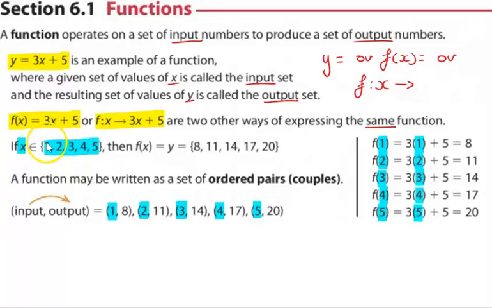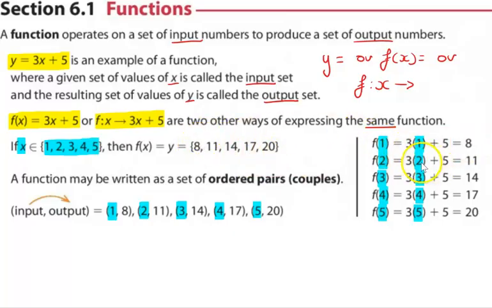If x is an element of 1, 2, 3, 4, 5, so if x is 1, 2, 3, 4, or 5, then f of x equals y, which equals 8, 11, 14, 17, and 20. So where did these numbers come from? If we were to sub 1 into the function in place of the x, so for example here we had f of x equals 3x plus 5, replacing that x with a set of brackets and putting 1 into the brackets, we get 3 times 1, which is 3, plus 5, which is 8. So that's where that 8 came from.